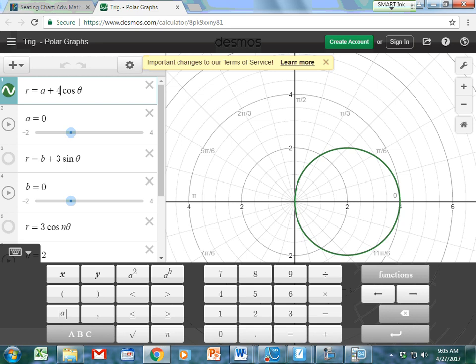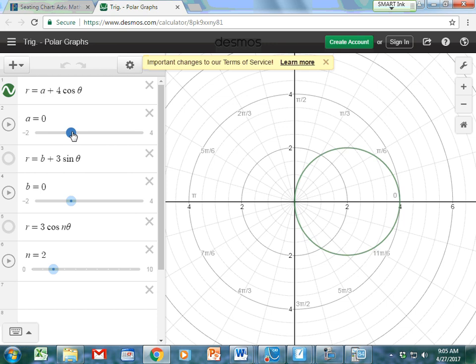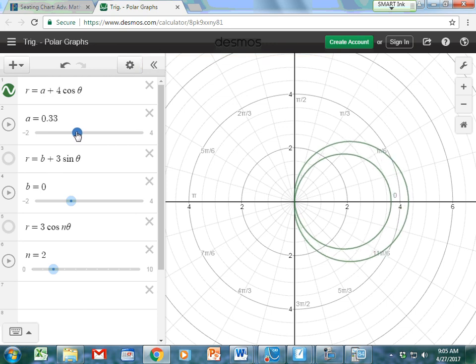So I wonder what happens if what if a were 1? So let me let a be 1. What happens when you add a number to it?